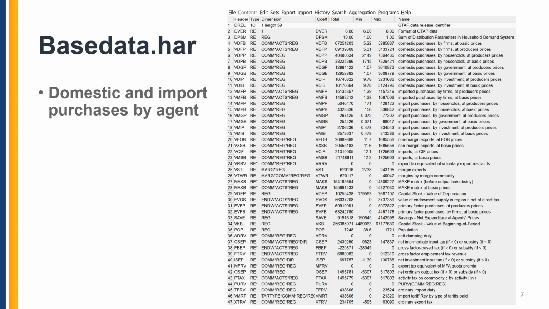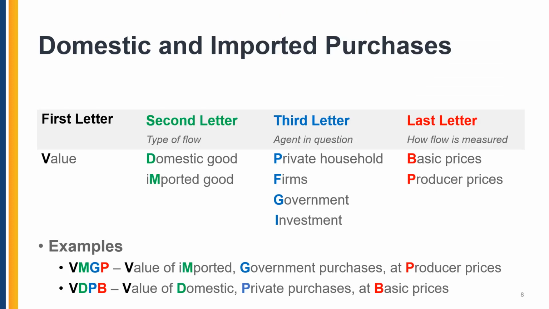In this file, we begin with the most common type of data, or flows in GTAP, which relate to the purchase of goods within each region. These are identified as domestic or imported purchases, under the name column of your main page. To understand the coefficient naming convention for these types of flows, we'll run backwards through the 4 letters.